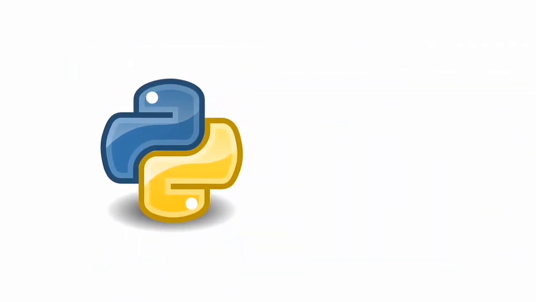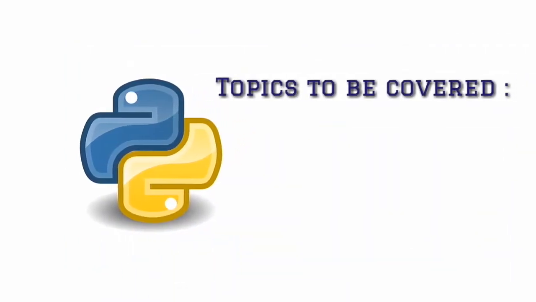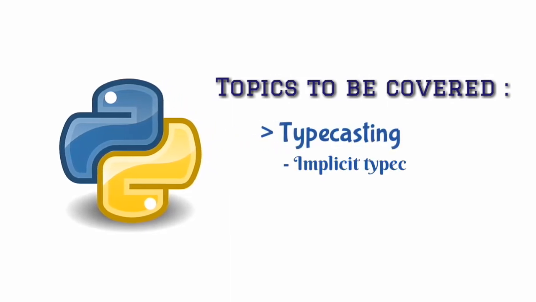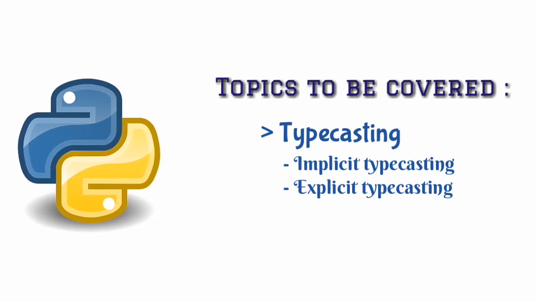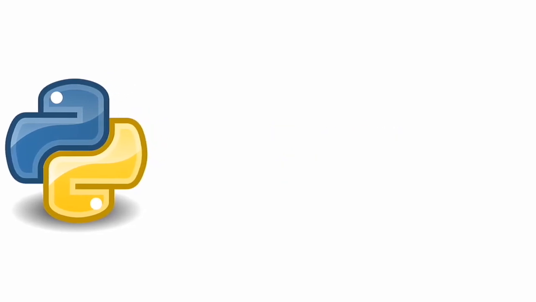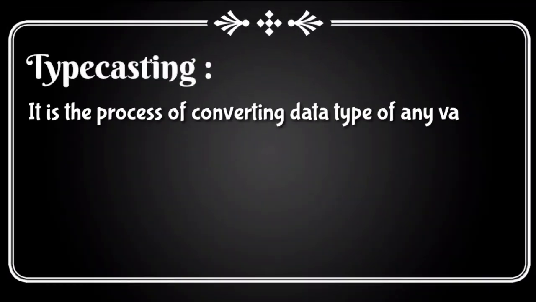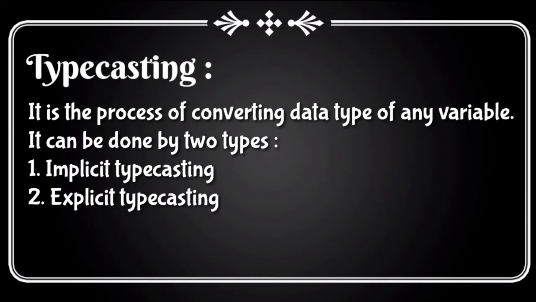So today we will learn about typecasting, which is of two types, implicit typecasting and explicit typecasting. So without wasting any time, let's get started. So basically typecasting is the process of converting the data type of any variable, and it can be done by using either implicit typecasting or explicit typecasting. Now let's learn about both of these in detail.